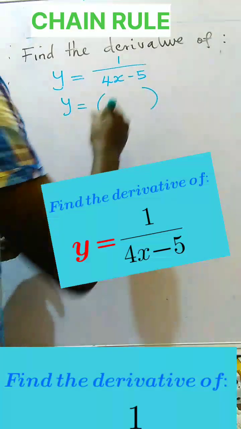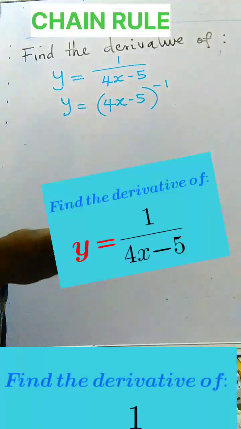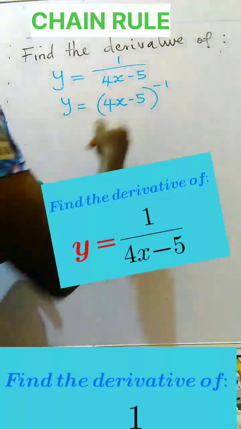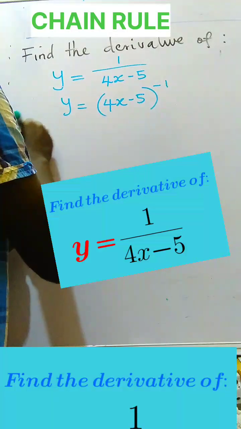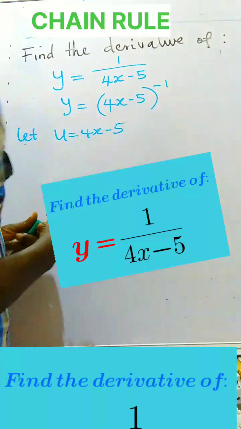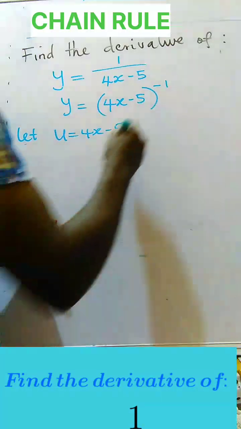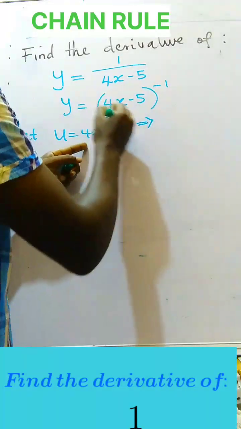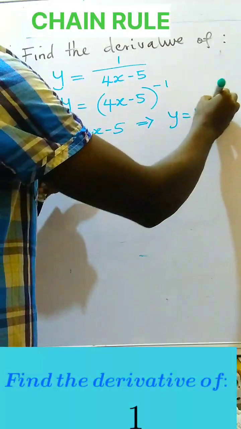So I'm going to write this as 4x minus 5 to the power of minus 1. I just applied my law of indices here, okay? Now, this term inside this bracket, I'm going to say let u be equal to 4x minus 5. So this term inside this bracket, I'm calling it u. Since my u is replacing this, this y will become u to the power of minus 1.